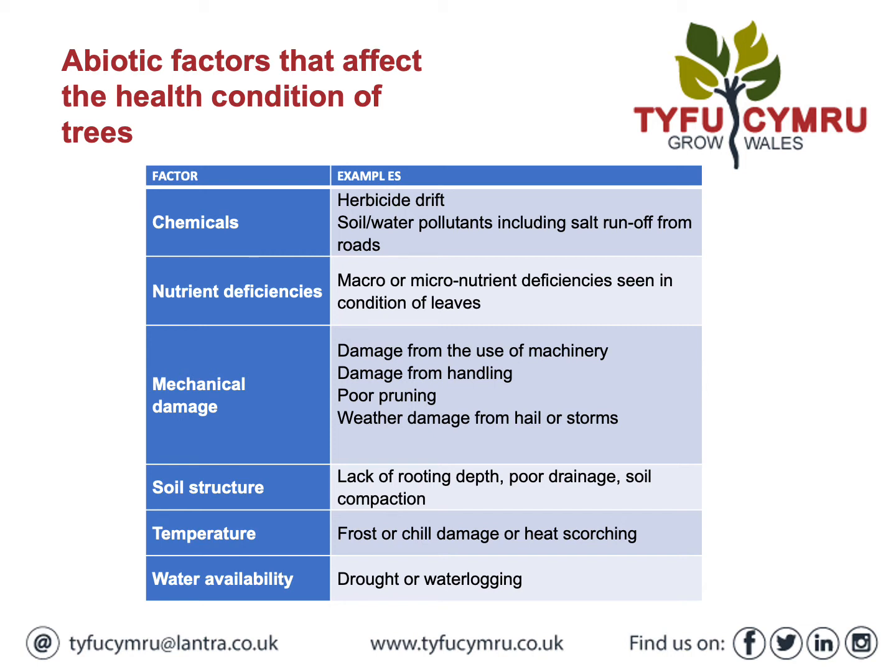Soil structure is very important. So if the soil isn't deep enough to allow rooting, that will affect the condition of the tree. Poor drainage and waterlogging will cause poor root performance, and soil compaction again stops air reaching the roots.